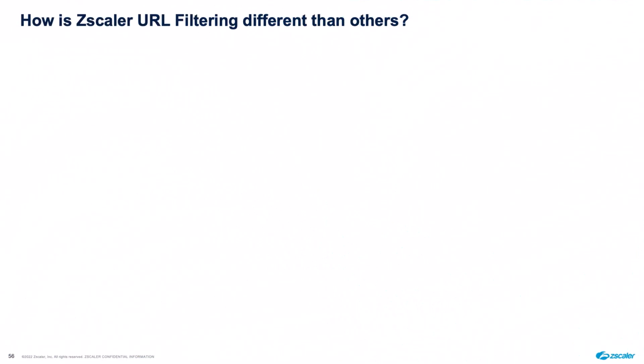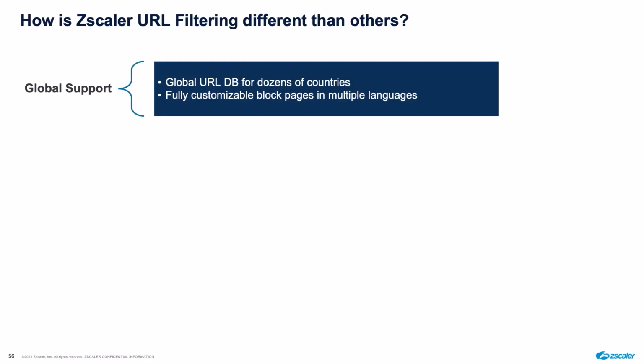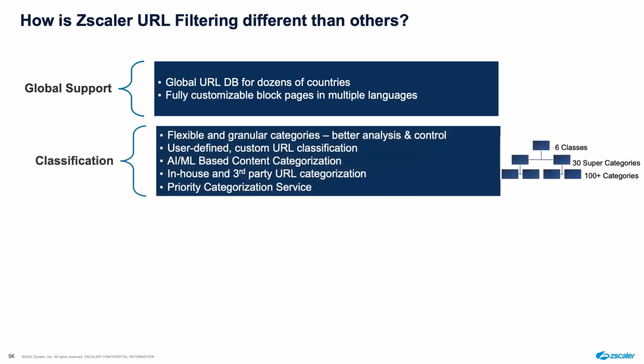Now, let's look into how Zscaler URL filtering is different than others, or what are the more comprehensive set of capabilities we offer. To begin with, we do support a global URL database for dozens of countries, and fully customizable block pages in multiple localization languages. And we also have our classification done based on a combination of AI/ML based content categorization, an in house developed engine, as well as third party feeds we subscribe to.